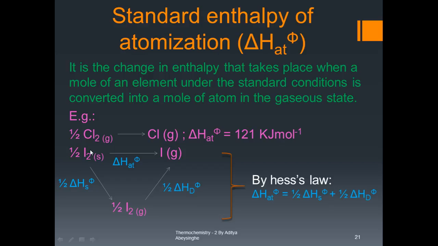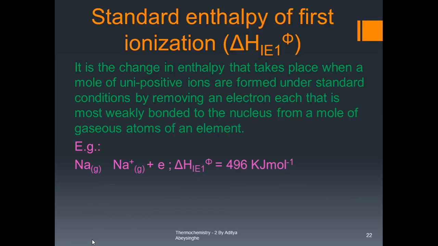So when I2 solid is converted to I2 gas, it is the standard enthalpy of sublimation. Since the coefficients here are half and half, we have to halve the standard enthalpy of sublimation. So we take half of delta H sublimation here. Then, as in the case of chlorine, this is equal to half of delta H dissociation. So by Hess's law we can say that delta H atomization is equal to half times delta H sublimation plus half times delta H dissociation. So that's it about the standard enthalpy of atomization.